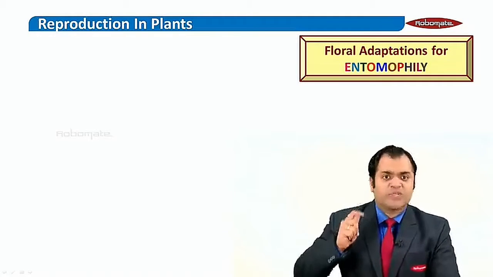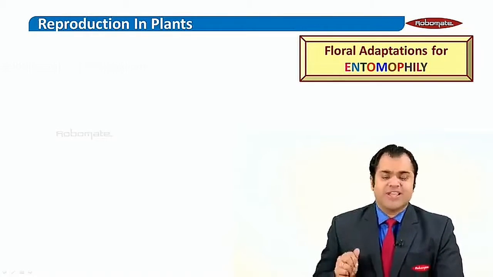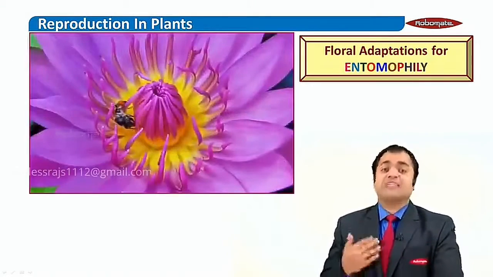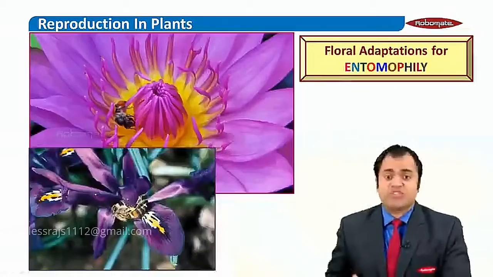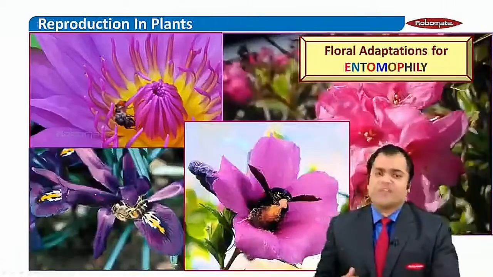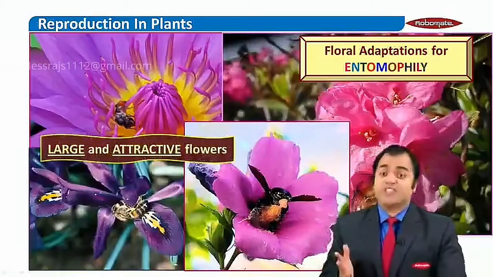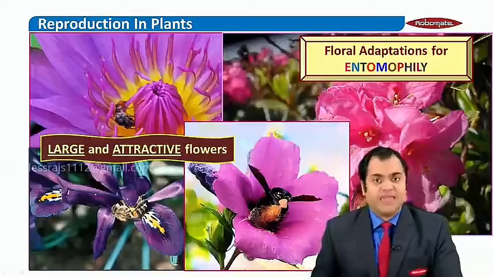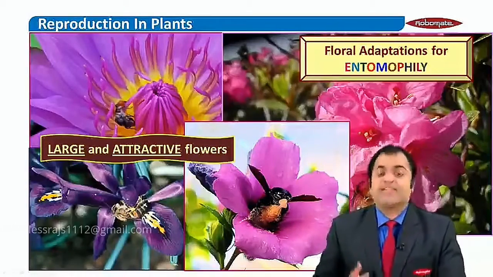Look at that word entomophily, how colorful it is. So obviously the plants have to be colorful and they have to be attractive. As you can see in this picture, the flowers are attractive, they are large, they are very colorful. So the flowers have to be large and attractive, right, to attract these agents for pollination. Now let us see what else should be the adaptation.